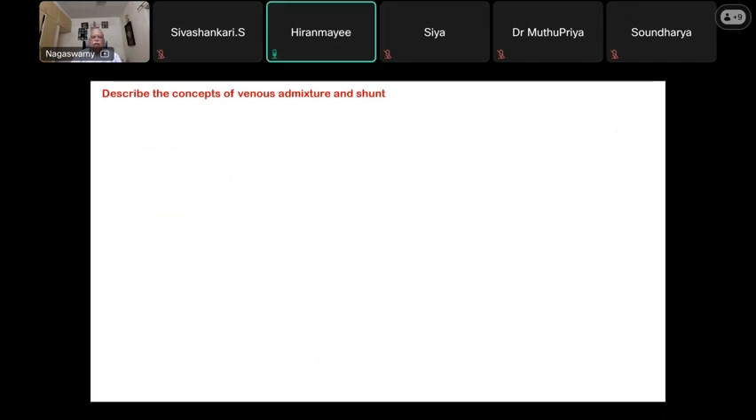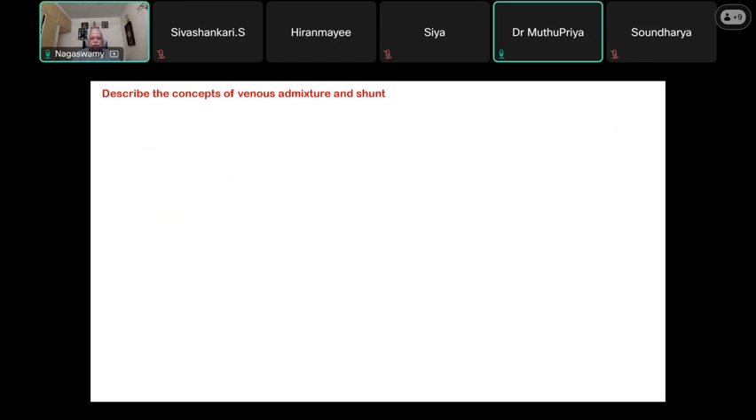Venous admixture refers to some of the veins that drain directly into the left atrium, sir. Can it be called a shunt? That means they are 100% deoxygenated blood, isn't it? Yes, sir. If the veins directly drain into the left atrium or left ventricle, that means they do not expose themselves to any air to take up any oxygen. So they are purely venous blood coming and draining directly into the pool of oxygenated blood. So that should be called a shunt.